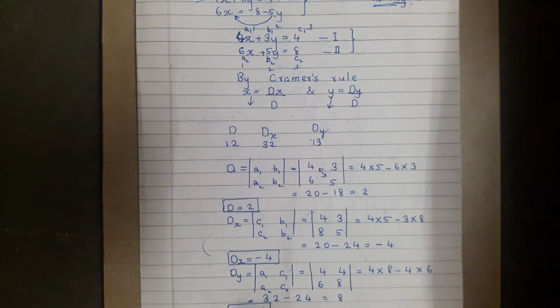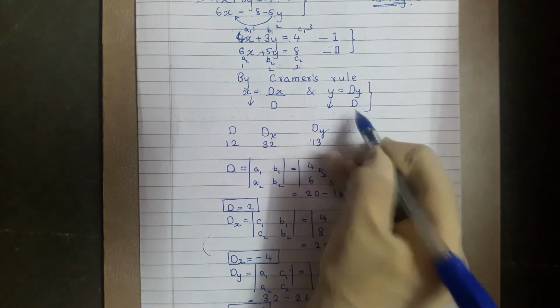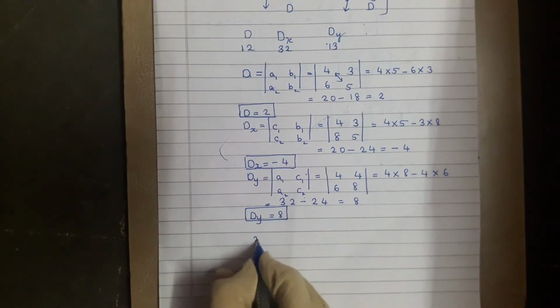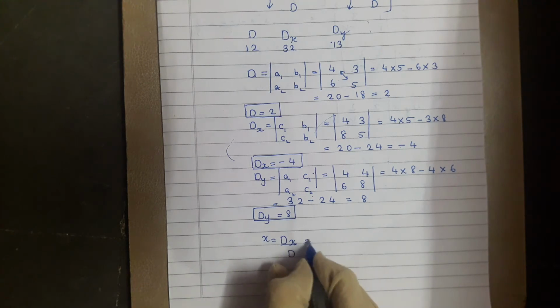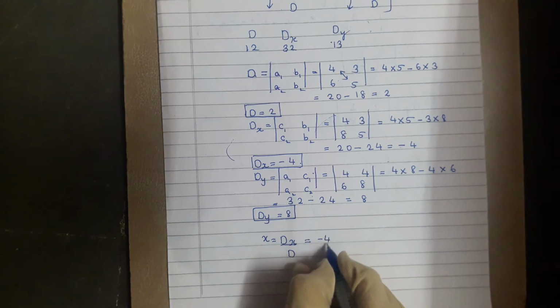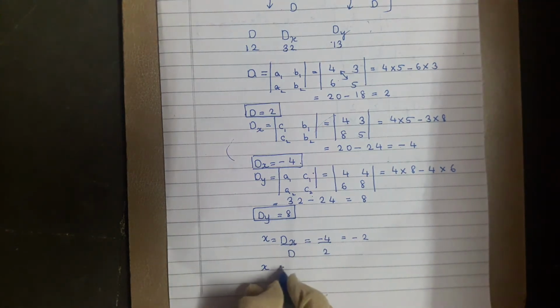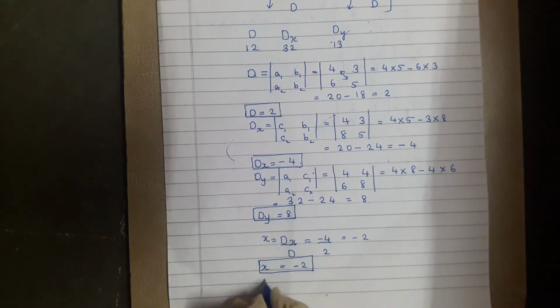Now we have found D, dx and dy. Now by Cramer's rule, x is dx upon D. dx is minus 4 and D is 2. Minus 4 upon 2 is equal to minus 2. Therefore x will be minus 2. Final value is x equal to minus 2.